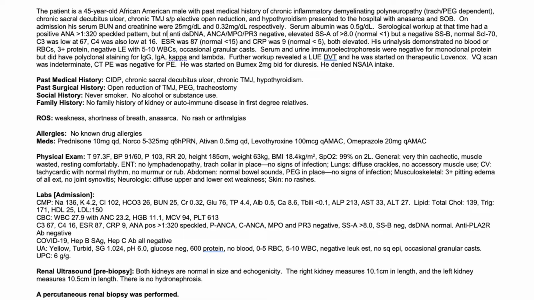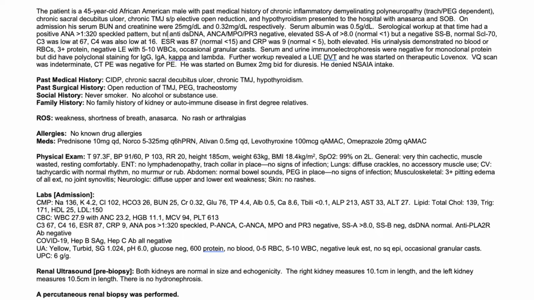Further workup revealed a left upper extremity DVT, and he was started on therapeutic Lovenox. A VQ scan was indeterminate, and thus he had a CTPE, and that was negative for PE. He was started on Bumex 2 milligrams BID for diuresis. He denied any NSAID intake.